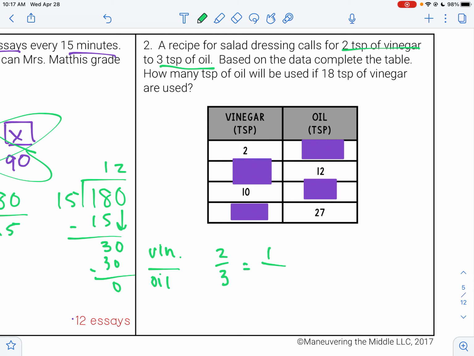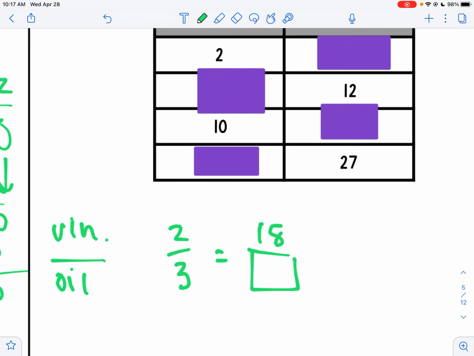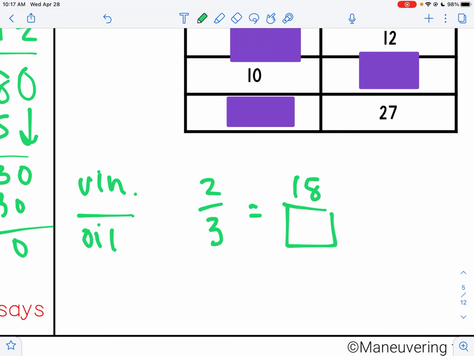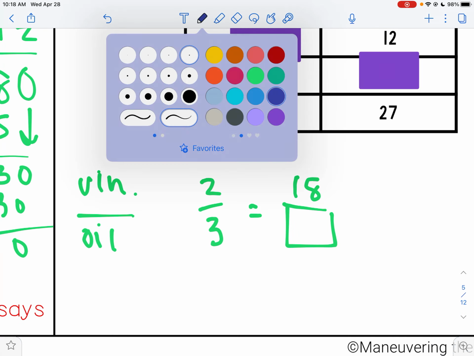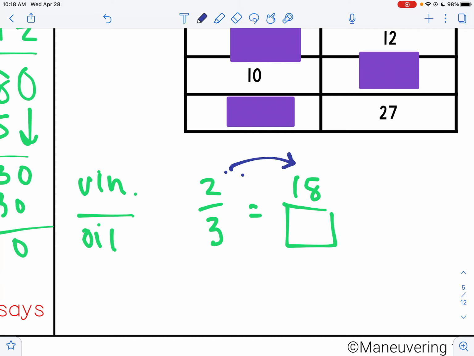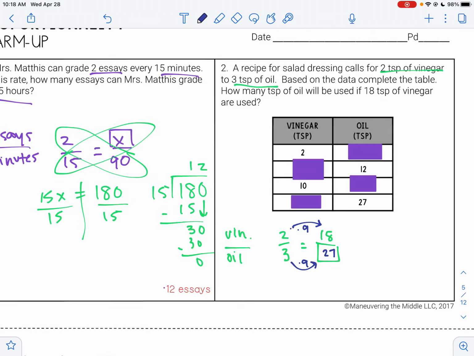So I know what the vinegar is, so I'm going to put that on top, and I'm trying to find this answer down here. Now, I need to see if I can find a common scale factor or an easy scale factor to use. In this case, I see that 2 times 9 gives me 18. That's simple. So that means 3 times 9 would give me 27. So how many teaspoons of oil will be used if 18 teaspoons of vinegar are used? Boom, 27.